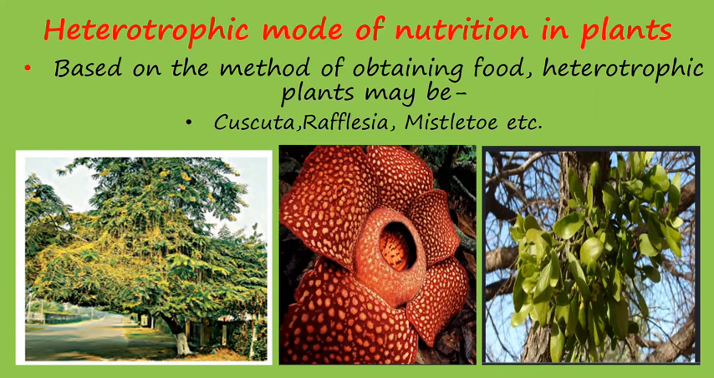Another example is mistletoe. It makes its own food with the help of chlorophyll but sucks its liquid food from the stem of the host with the help of haustoria. Mistletoe is a partial parasite since it obtains only a part of its food from the host. And another example is sandalwood.